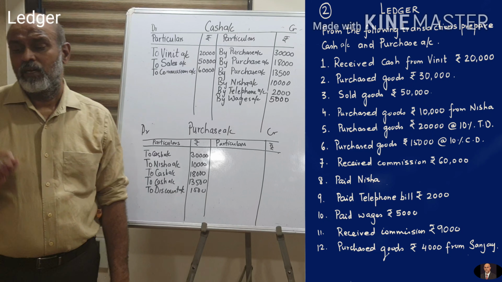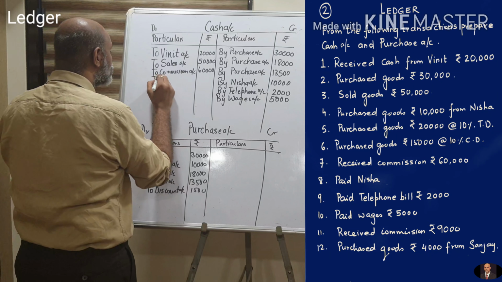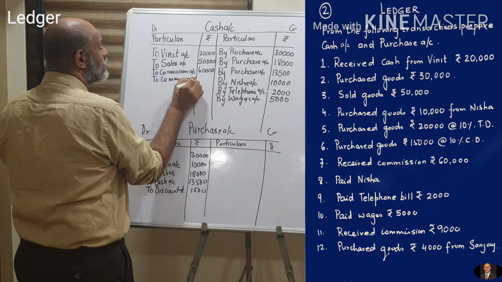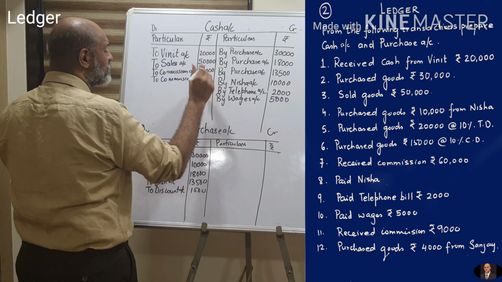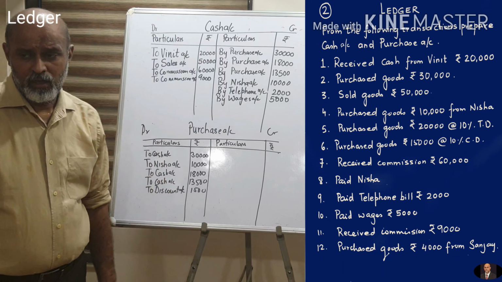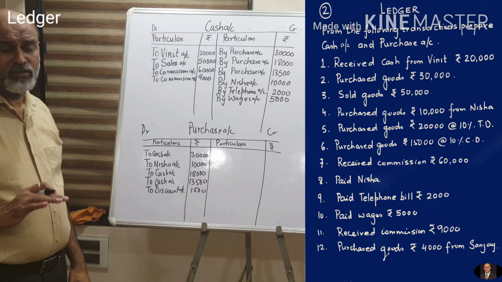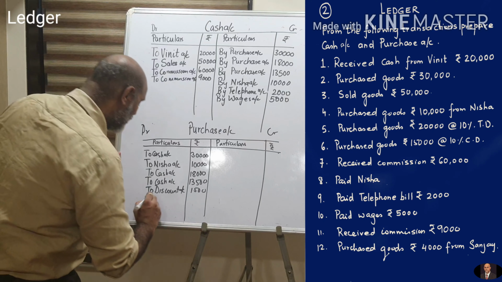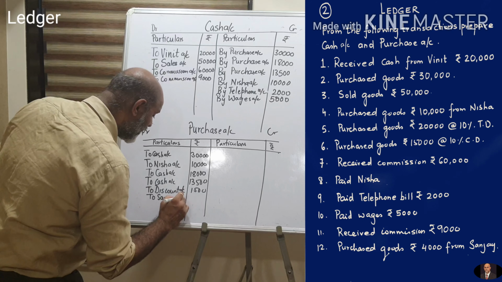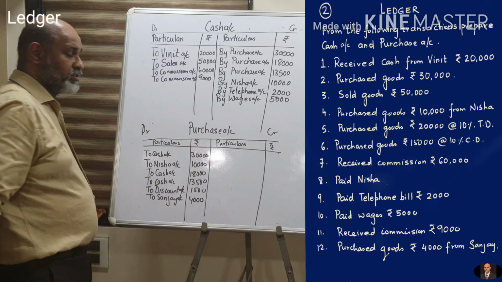Okay. Next, received commission rupees 9,000. So again you write here to commission. You write down 9,000. Then go on the opposite side of commission account and write down by cash. Your final entry is purchase goods rupees 4,000 from Sanjay. Okay, so you write here to Sanjay and go on the opposite side of Sanjay's account if you had prepared and write down by purchase.